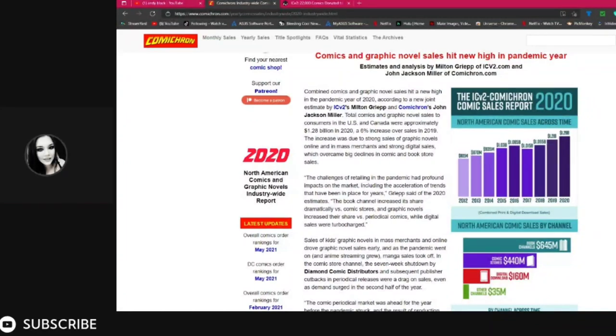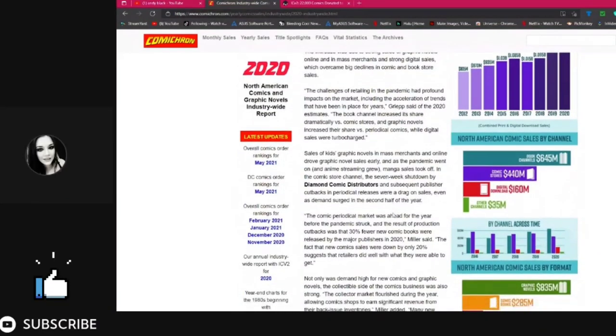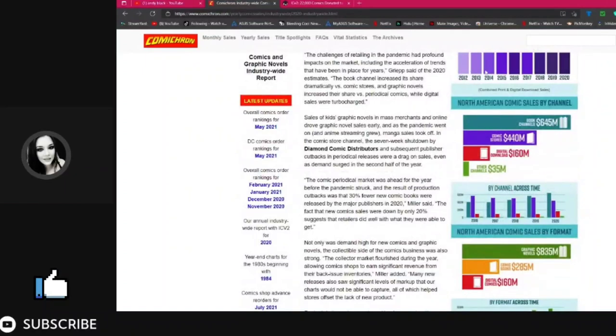And then you had the jump, of course, from DC going from Diamond, which typically is where they got all their numbers, to Lunar and UCS. So it's a mess. I can't even imagine how hard it must have been to actually get all these numbers this year specifically. So let's look at this one. Obviously, that's just a general thing.